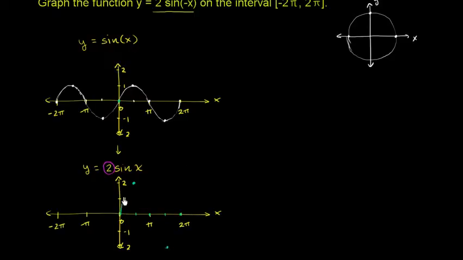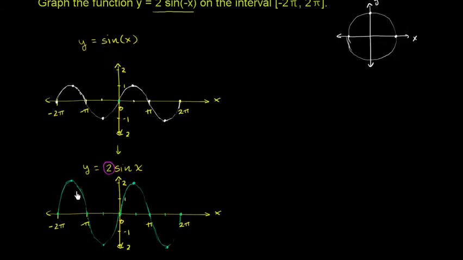So it looks something like this between 0 and 2 pi. And we could keep going in the negative direction. 2 times negative 1 is negative 2. 2 times 0 is 0. 2 times 1 is positive 2. 2 times 0 is 0. So in the negative direction, it looks something like that. My best attempt to draw a relatively smooth curve. Hopefully you get the idea. So it would look something like that.